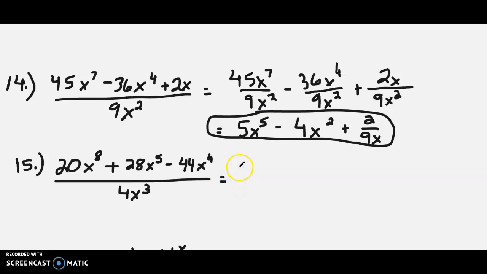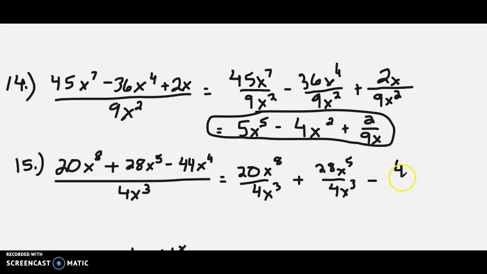Let's do this last one here. 20x to the 8th over 4x to the 3rd. Then I'm going to have 28x to the 5th over 4x to the third, minus 44x to the fourth over 4x to the third.